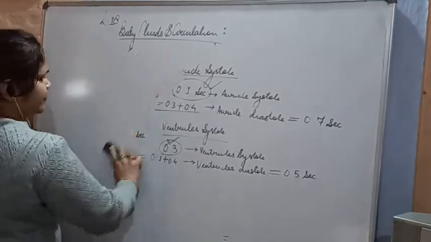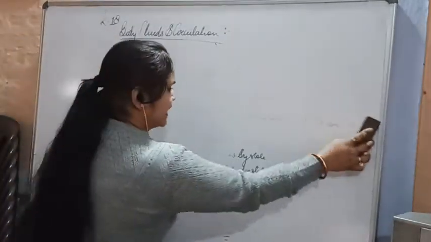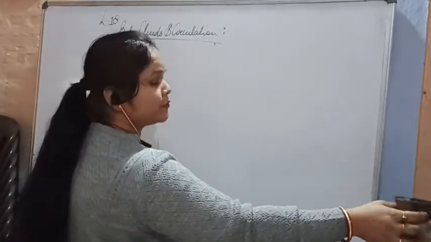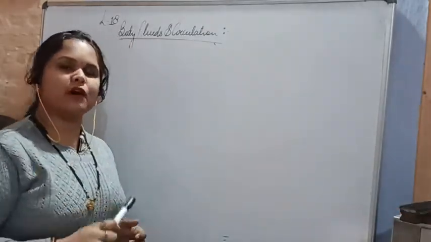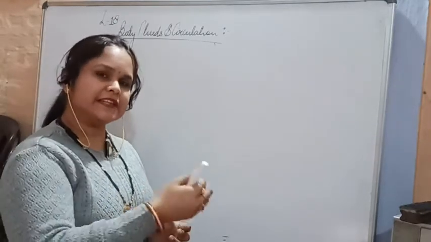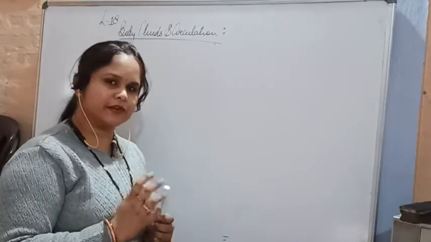Cardiac cycle takes a time period of 0.8 seconds. We discussed that the first heart sound is produced by the closure of the AV valves, that is the tricuspid and bicuspid valves, and the second heart sound is produced by the closure of the semilunar valves. Now, what is a heartbeat?